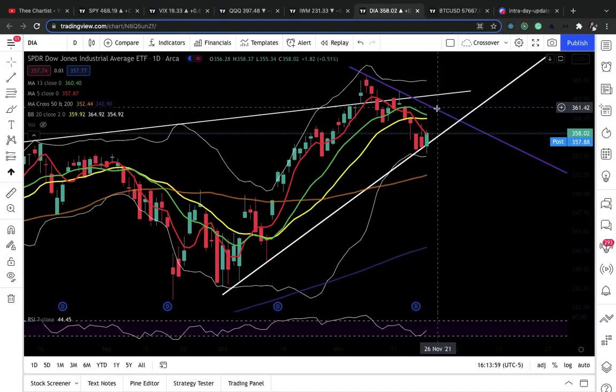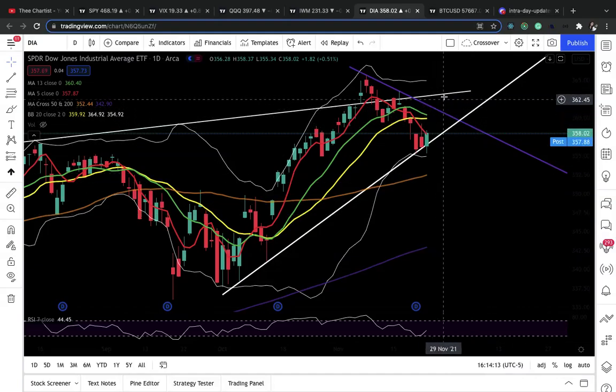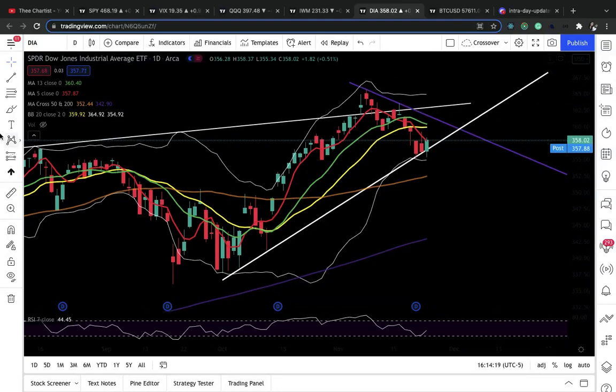If we can break that, we'll test this purple support resistant line, around 361. Okay, so 358, we need the Dow Jones to stay above 358, which puts 360 and 361 in play. And of course, if we break 361, we can go see higher highs. Okay, possible higher highs.